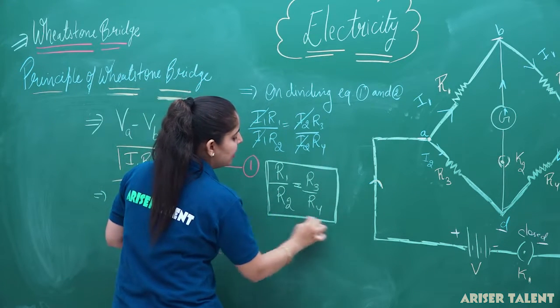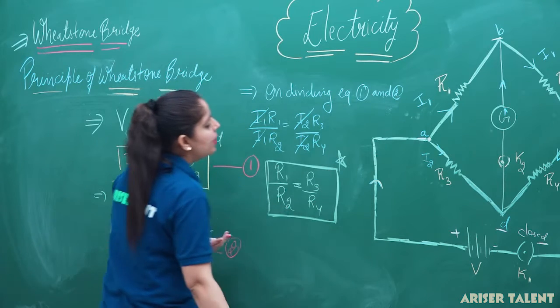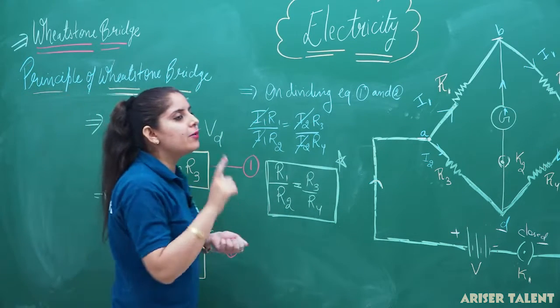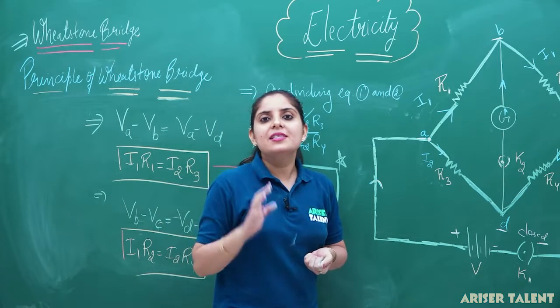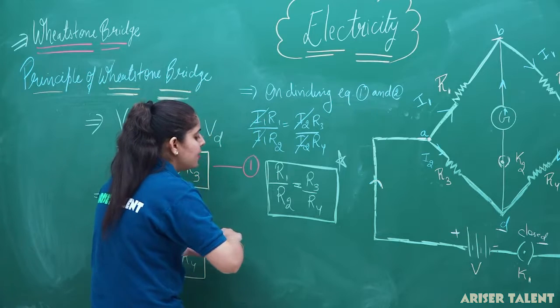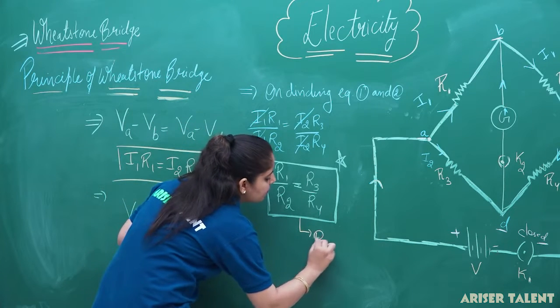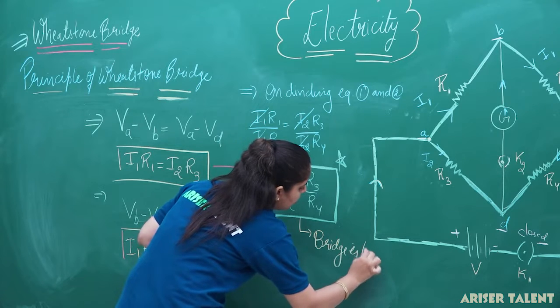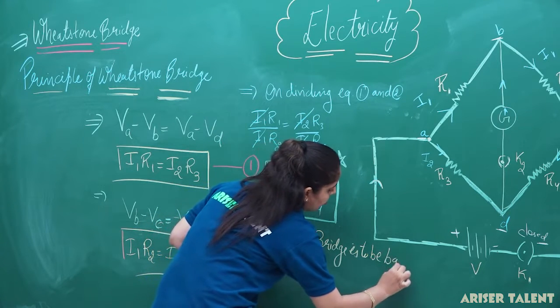So, this is the condition of resistances we have derived here, and in this condition, when R1 upon R2 equal to R3 upon R4, we can say that the bridge is balanced. So, in this condition, the bridge is said to be balanced.